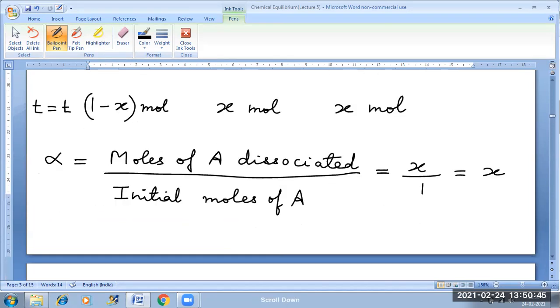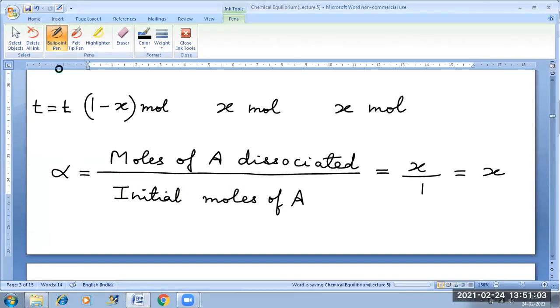Alpha. This is the formula for alpha. Moles of A reacted upon initial moles of A. So whenever we talk about alpha, this is the formula for alpha. Degree of dissociation is alpha. In this case, that is equal to x upon 1, that is x.